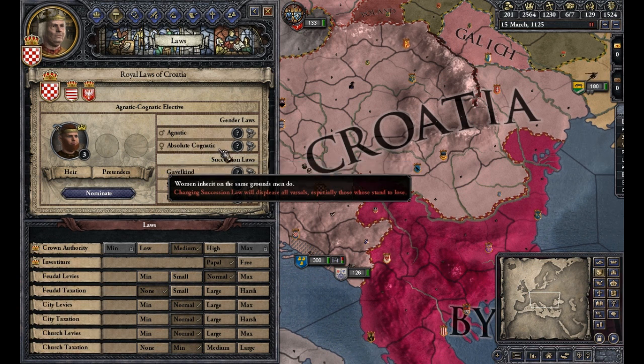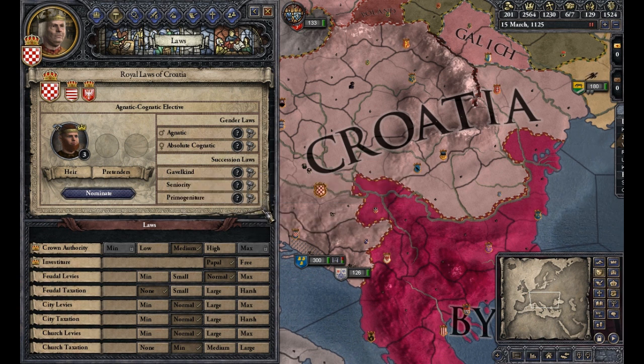Absolute cognatic means that men and women are looked at equally. So in the last scenario, if you had a 20-year-old daughter and a 6-year-old son, the daughter would inherit. However, in order to have absolute cognatic, you have to have the Basque culture. So in most games you're playing in Middle East countries, European countries and whatnot, you really won't run into that very often. Most games I've played, I haven't, but it definitely can happen.